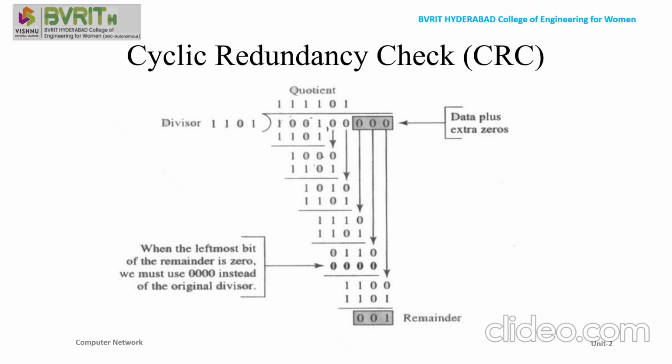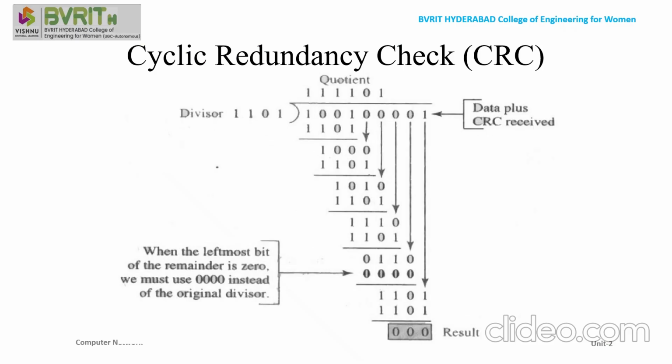So here if we perform this, we get a carry of 0. 1 and 1 under modulo 2 division is 0. Again 0, here it is 1. So we multiply and finally the remainder value we are left with is 001. Now this remainder which we obtained, 001, is added to the data.